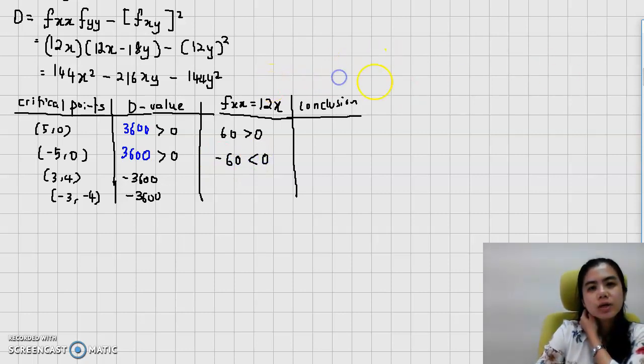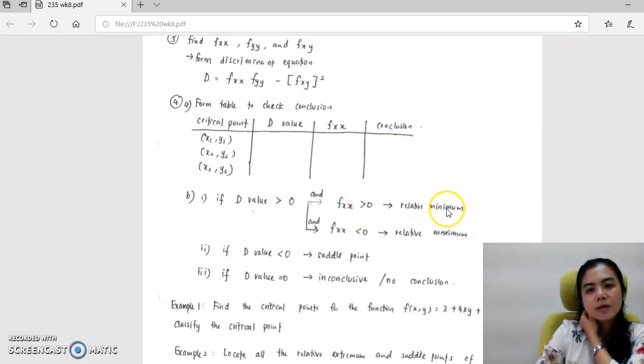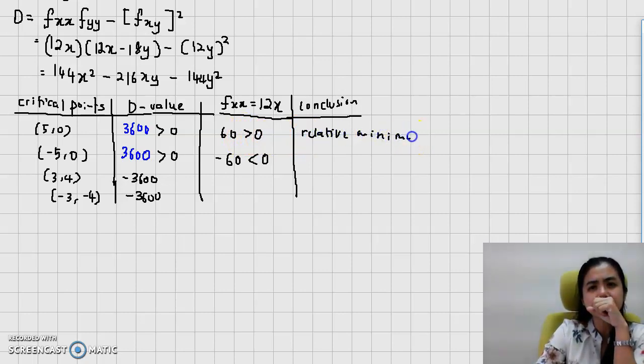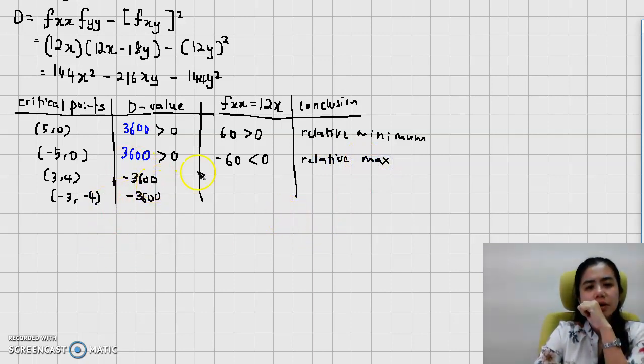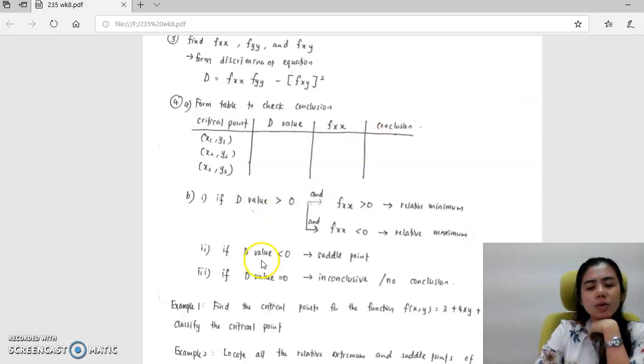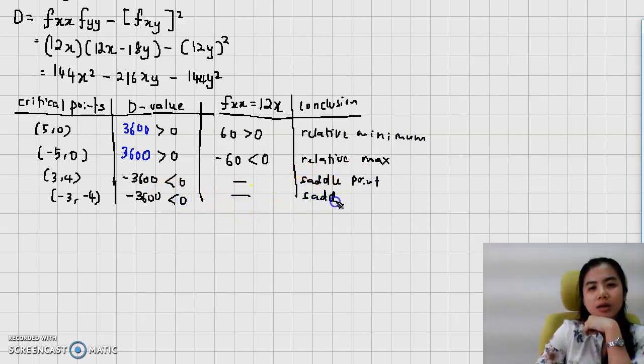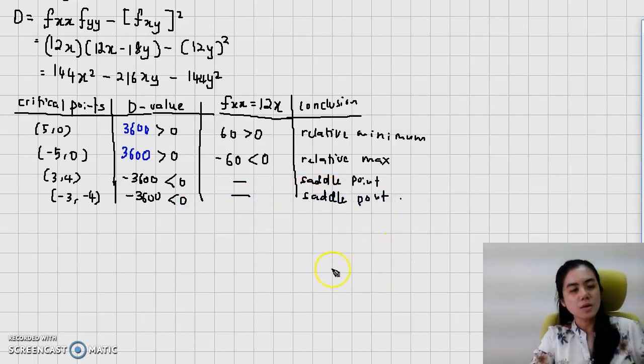Let's look back at the flowchart one more time. It says that greater than 0, minimum, and otherwise maximum. So greater than 0, relative minimum. And this one is relative maximum. Alright, and how about this? We have negative 3600, so your D value is less than 0. If it's less than 0, you do not have to check fxx, so directly you can make a conclusion. Then they are saddle points. So in here, this is less than 0, you do not have to check this. This is a saddle point. And same thing, it's less than 0, you do not have to check this. So this is a saddle. Okay, so that is done for this example.